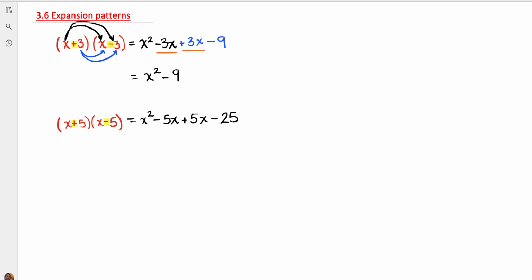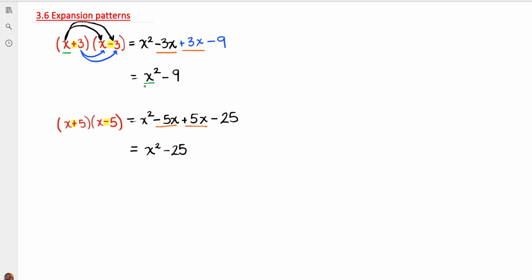Okay, like terms in here, negative 5x and positive 5x, which are going to equal 0. Therefore, this one is going to be equal to x squared, take away 25. Okay, I hope that you're already seeing a pattern here of what is happening. I want you to notice what is happening with the x.